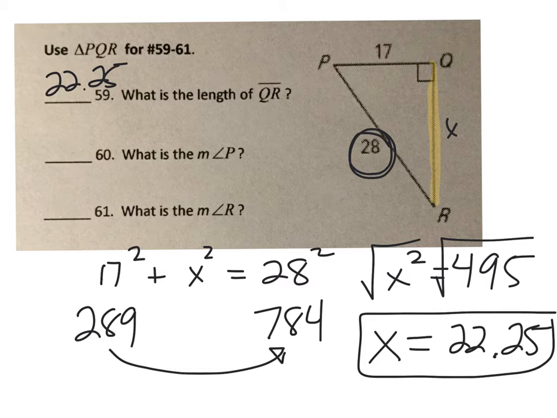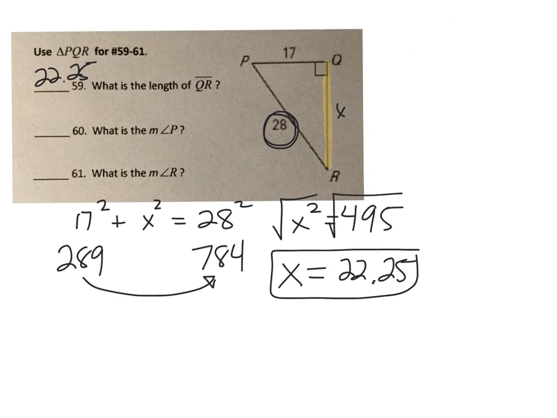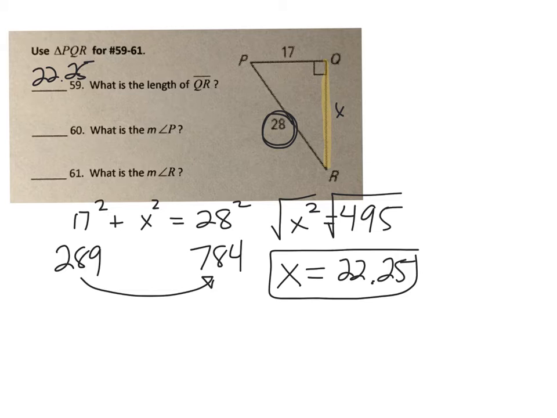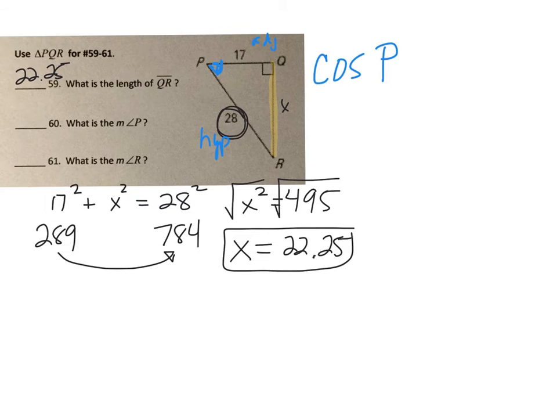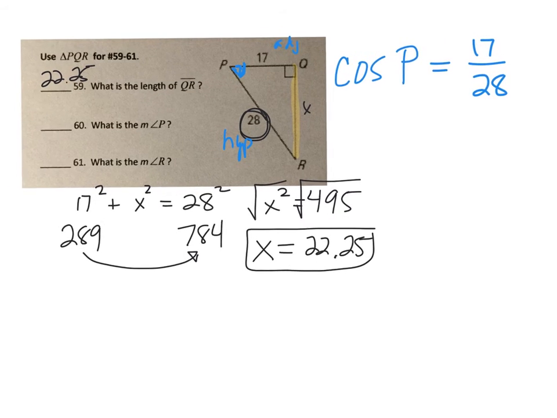Now let's solve the other stuff. What's the measure of angle P? Change colors. So angle P is right here. And if I know 2 sides, I can use trig to find the measure of the angle. So 17 is my adjacent side, and 28 is my hypotenuse. So I'm going to use the cosine. The cosine of angle P is given to us by the ratio of the adjacent side to the hypotenuse.